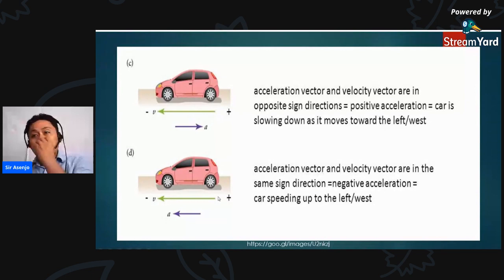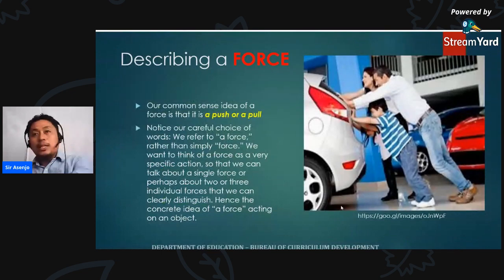Acceleration vector going to the left, and then velocity vector going to the left. Both are in the same direction. That means negative acceleration, car speeding up to the left or west. Okay, let's move forward now.